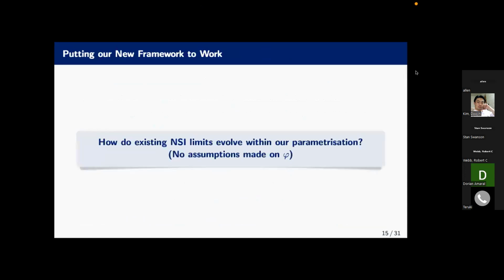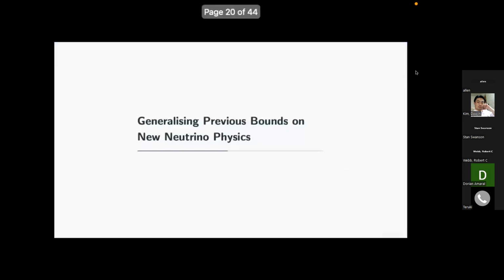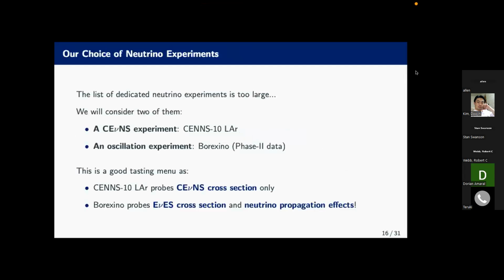So the question is, using this closed formalism, using this new parameterization, how do NSI limits from the past, when assumptions were possibly made, evolve within this new framework? So we're going to try to generalize this into our parameterization, and there are lots of different neutrino experiments that we could look at to do this with. The list is countably many, but it's many. It's a lot. So we just focus on two experiments.